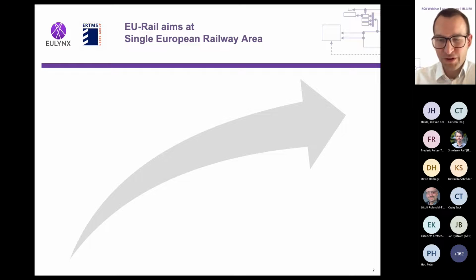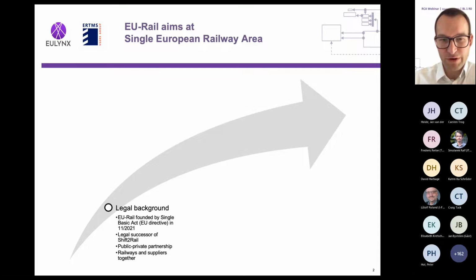I'm starting with a short explanation of what Europe's Rail is, what the background is. Legally, it is founded by a single basic act, an EU directive, which was published in November 2021. It is also the legal successor of Shift2Rail, which is interesting because it inherits all the results from Shift2Rail. In this scope, especially interesting is the work of the moving block work package, which was done in Shift2Rail. And I think a lot of this can be combined also with the work that has been done in RCA to form one standard in the end. It is legally a public-private partnership, so many infrastructure managers, railways, and also supply companies are partners in this program. And the aim is that railways and suppliers work together here to form current and common standards.